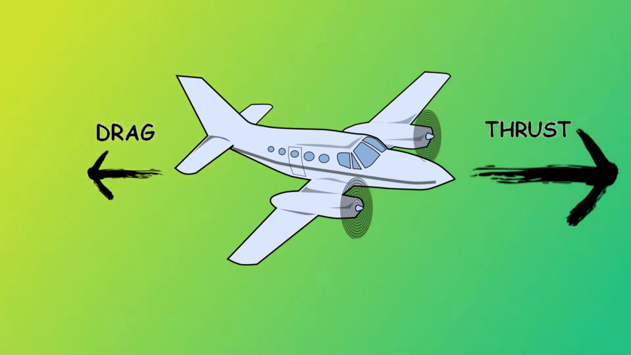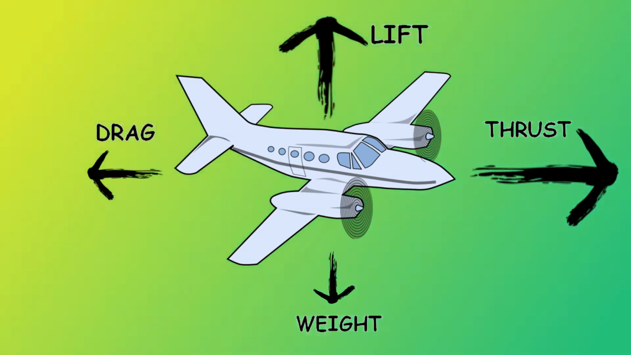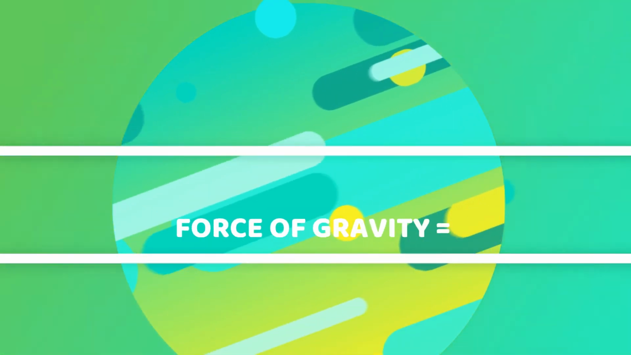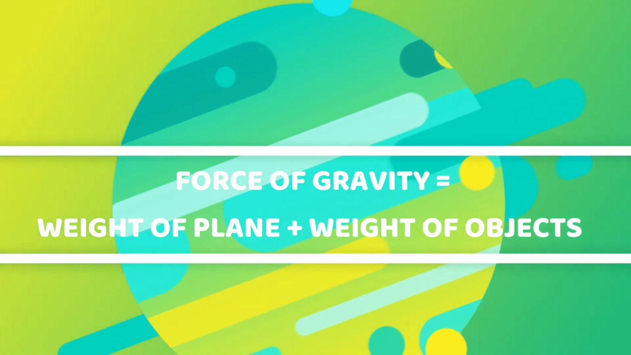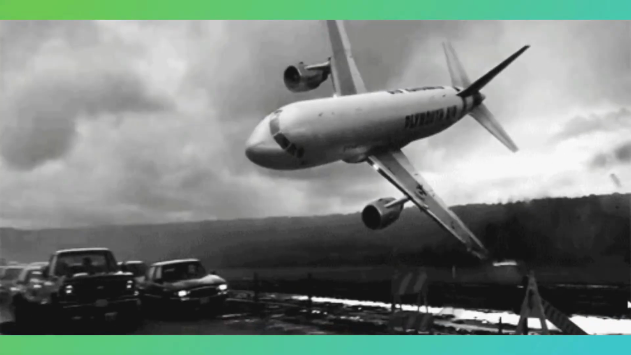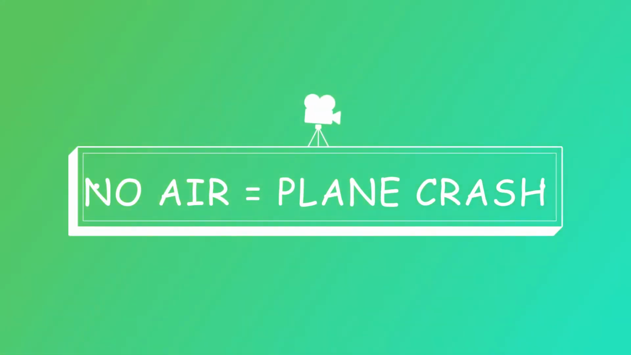The airplane will remain in flight as long as the amount of thrust generated by the engines can overcome the force of drag. At the same time, the force of lift must be greater than the force of gravity. The force of gravity includes both the weight of the plane and the objects it carries. In other words, air must be continuously flowing over the wings.